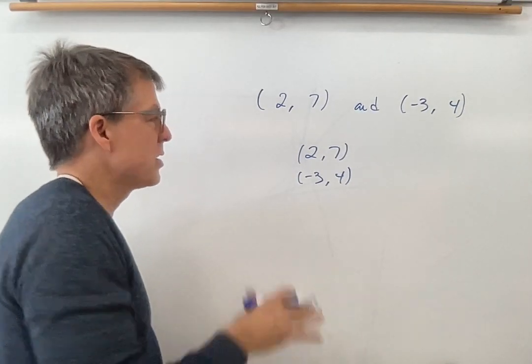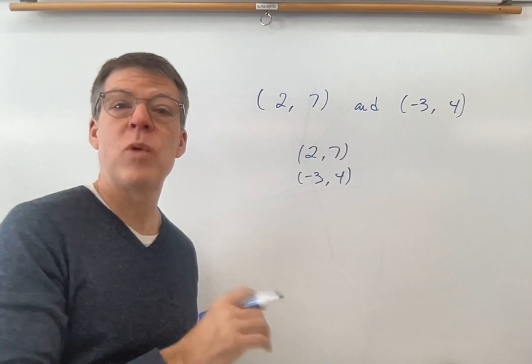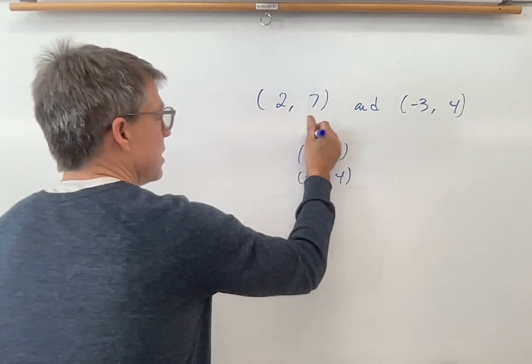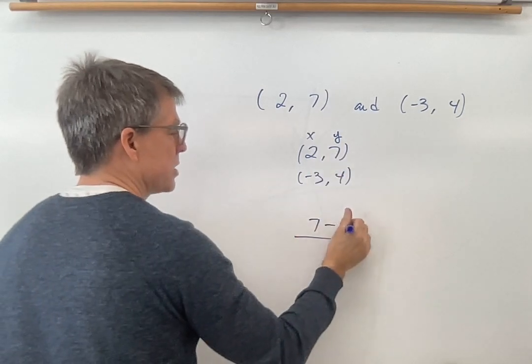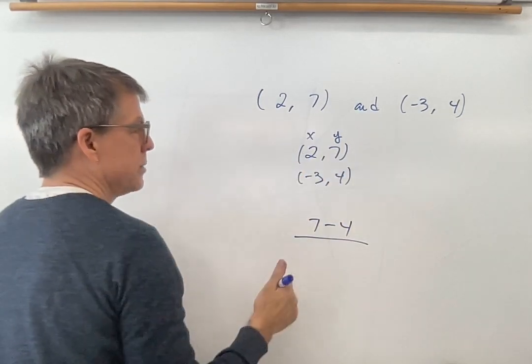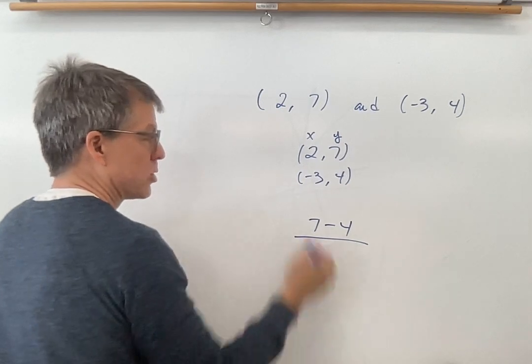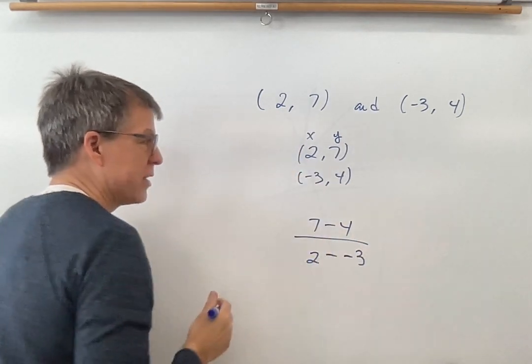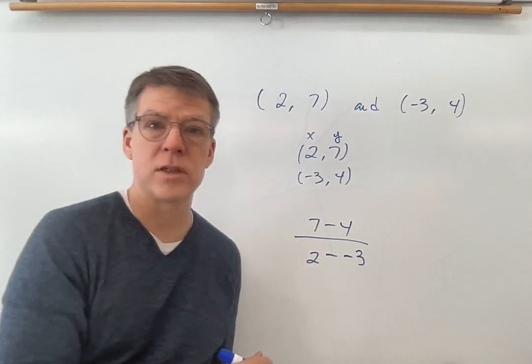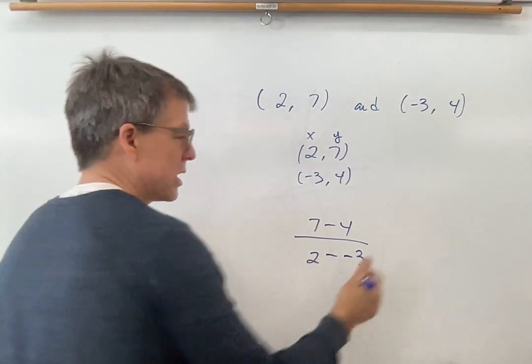Okay, so I stack them. Now I subtract them, but with the y's on top. So x coordinates, y coordinates. My y's need to be on top: 7 minus 4. And my x's need to be on bottom. And I'm subtracting them, so check this out. I'm going to have 2 minus negative 3. Don't drop a negative there, right? Sometimes we'll have 2 negatives in a row. Now, you can use a calculator to do the rest.